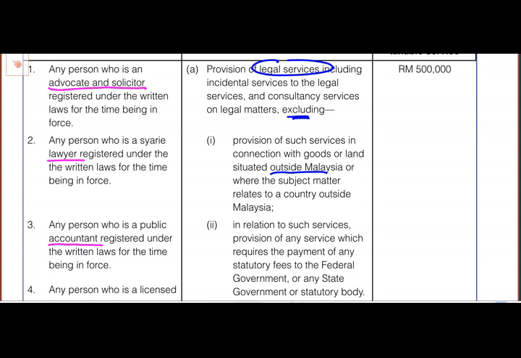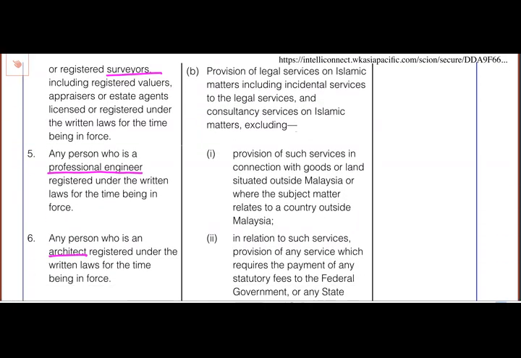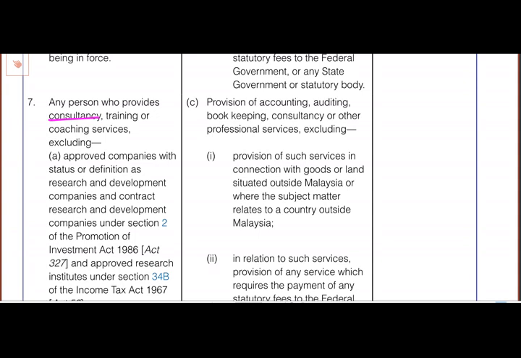Now, it repeats, so I don't have to repeat again and again. So generally, they tell us about legal service. Now, they also tell us about all sorts of accounting service, accounting, auditing, bookkeeping, all that.